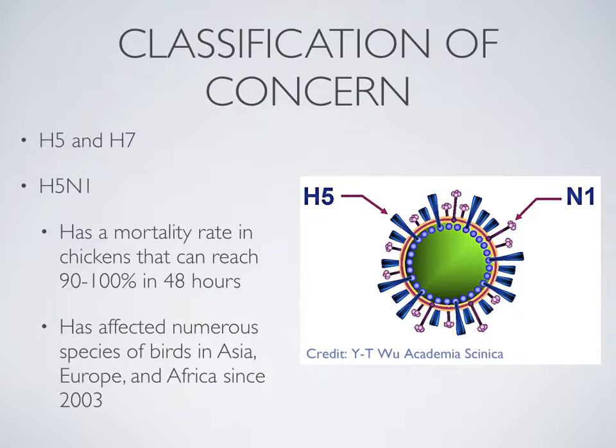Not all H5 and H7 influenza viruses are highly pathogenic, but H5N1 is. This form may cause disease in chickens and some other species of birds that affects multiple internal organs and has a high mortality rate that can reach 90 to 100%, often within 48 hours. This has affected numerous species of birds in Asia, Europe, and Africa since 2003.